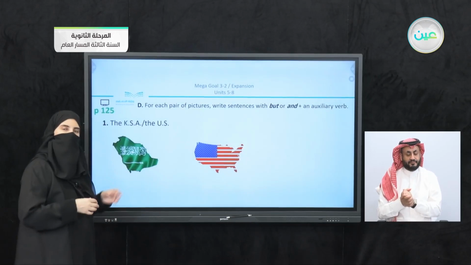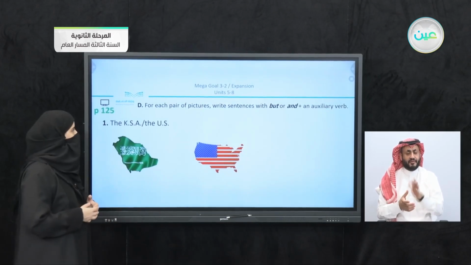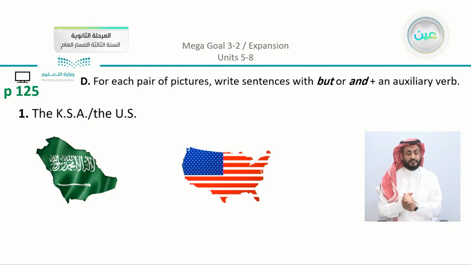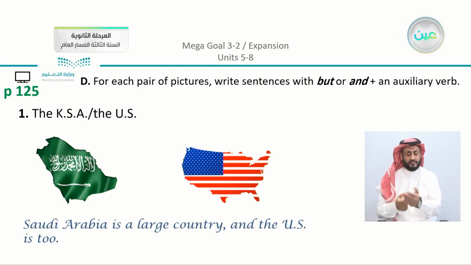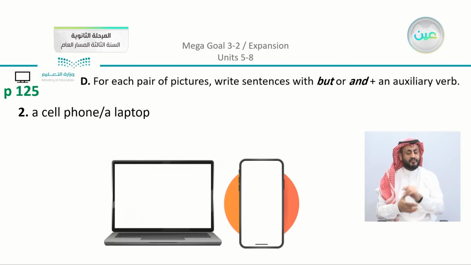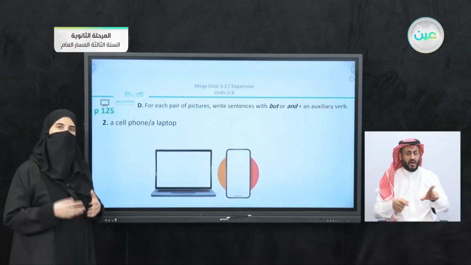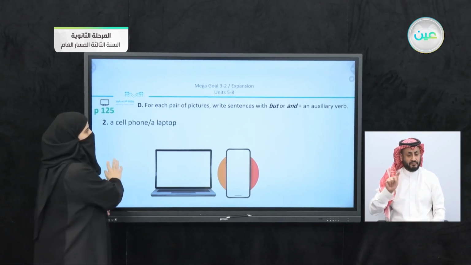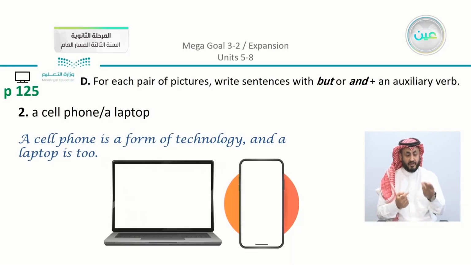Now, we have the same example here. We're just going to write another sentence. The KSA and the US, we had one example. And we can say also that Saudi Arabia is a large country and the US is too. Now, just think about these two. We have here a cell phone and a laptop. Now, note that you are free. You can use either and or but here in the sentence. It is your choice. So, the first sentence that we can write, a cell phone is a form of technology and a laptop is too. So we have here a positive.